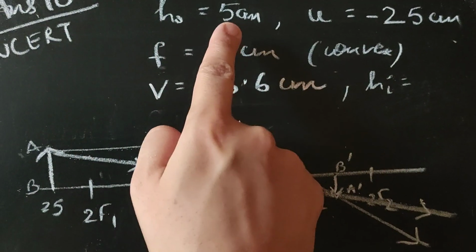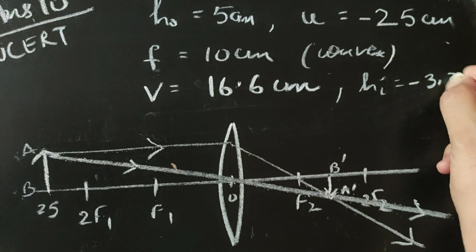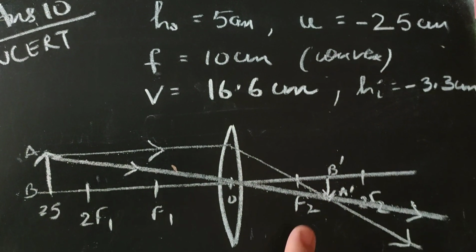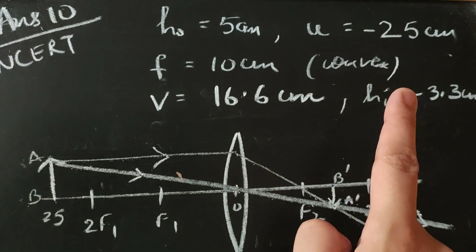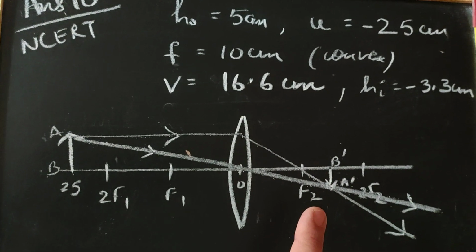Remember, the height of the object given in the question was 5, and the height of the image that we had calculated was minus 3.3 centimeter. So the image is smaller than the object, and that is what our ray diagram is also depicting. Negative was indicating a real inverted image, and that is what we have obtained.